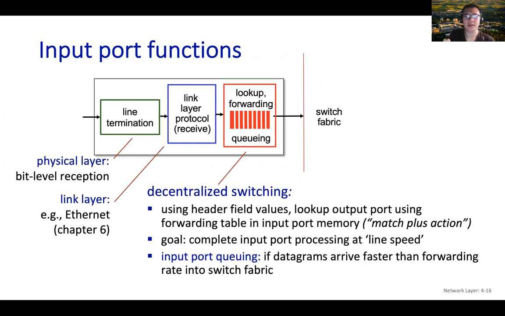And this is a decentralized switching. You're using header field values to look up the output port using the forwarding table in input port memory, right? So it's like match plus action, right? You just find the match using the lookup table in the port memory, and then forward that. So the goal is to complete input port processing at line speed. The key part here is to provide a very high line speed, right?